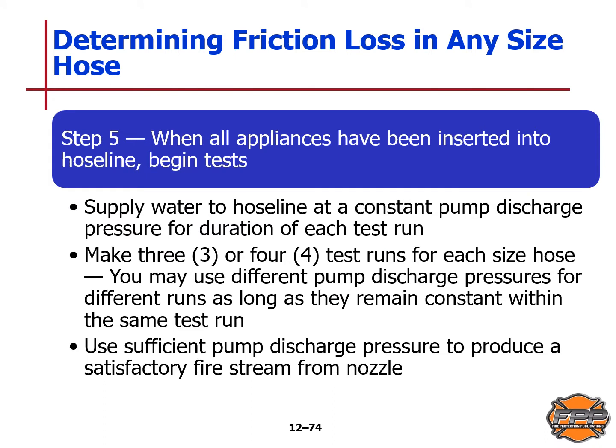Again, step 5. When all appliances have been inserted into the hose line, begin the tests. Supply water to a hose line at a constant pump discharge pressure for the duration of each test run. Make 3 or 4 test runs for each size hose. You may use different pump discharge pressures for different runs as long as they remain constant within the same test run. Use sufficient pump discharge pressure to produce a satisfactory fire stream from the nozzle.